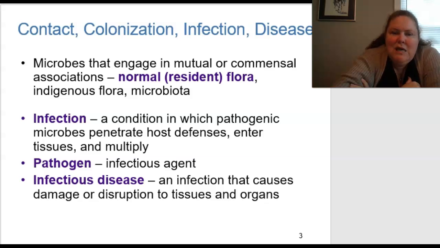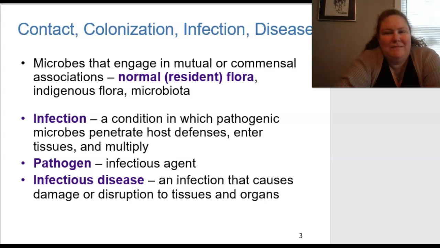Then we have infections, and this is a condition in which pathogenic microbes can penetrate their host defenses. They can enter the tissues, and then they can multiply and kind of hijack and take over. Then we have a pathogen, which is an infectious agent, COVID.